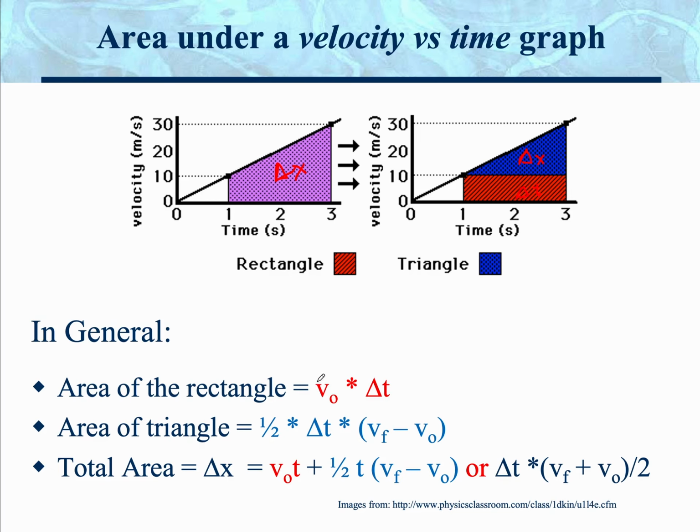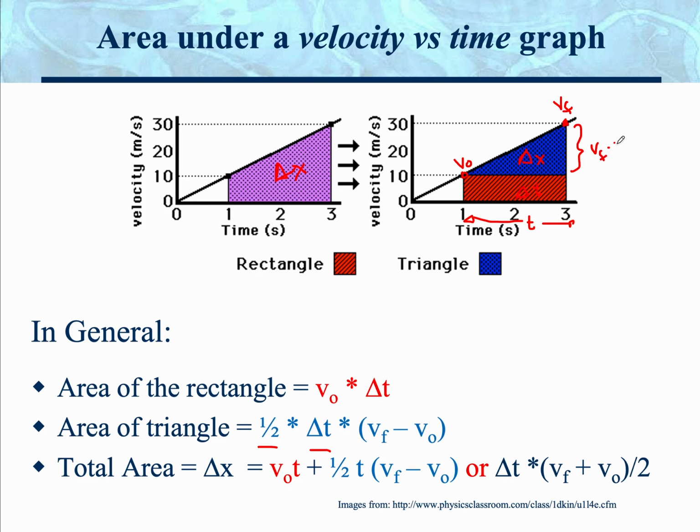The area of the rectangle is just the initial velocity, which would be this point right here, times the time elapsed, and I'll just call that t. And this is the final velocity up here. Remember, this can be called either v initial or v naught, depending on which class you happen to be in. The area of the triangle is 1/2 base, which in this case is delta t, times the height, which is the change in these two, v final minus v initial.